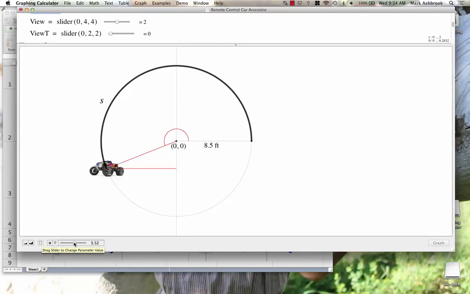How far did the truck travel? How far did the truck go? 7 feet to the left of the vertical diameter for the second time.